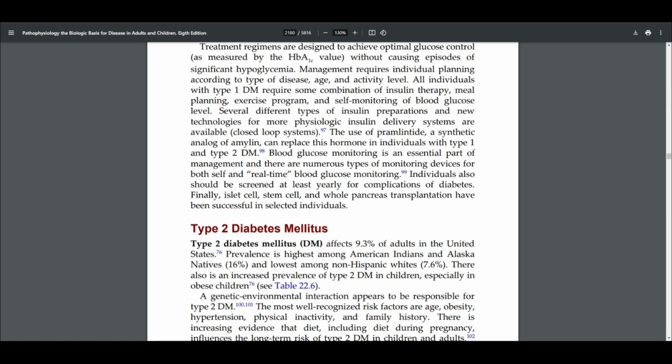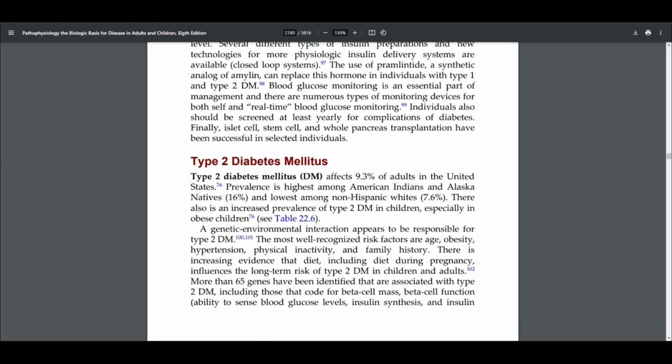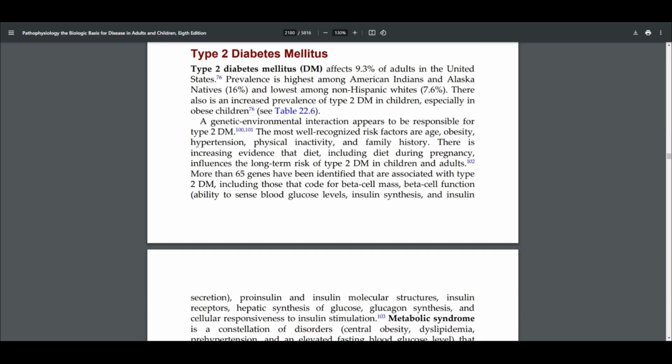Individuals also should be screened at least yearly for complications of diabetes. Finally, islet cell, stem cell, and whole pancreas transplantation have been successful in selected individuals.